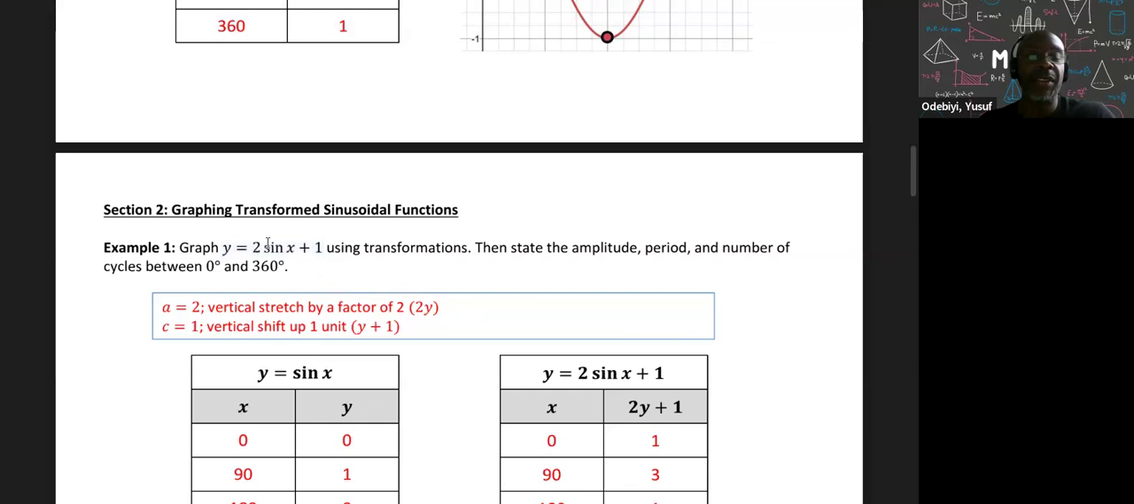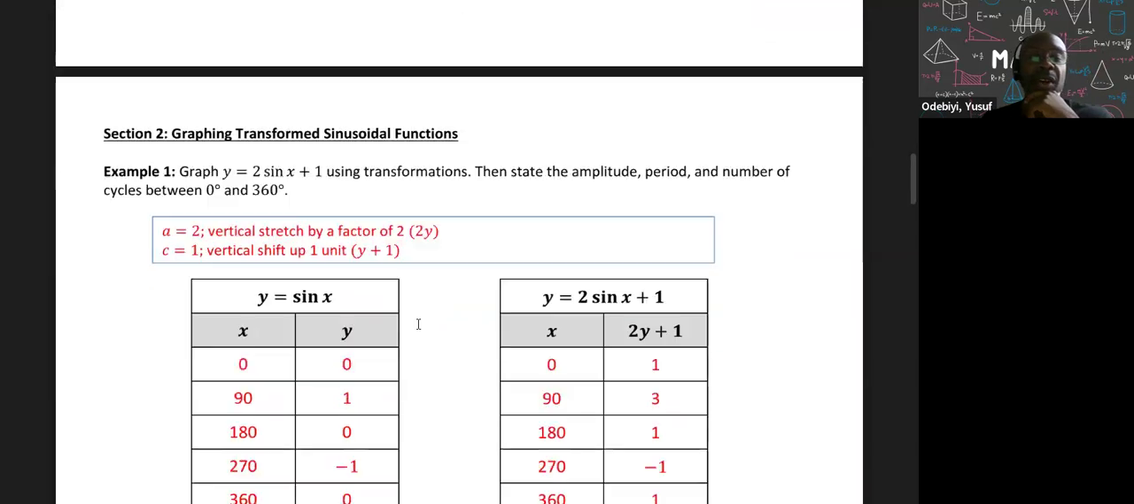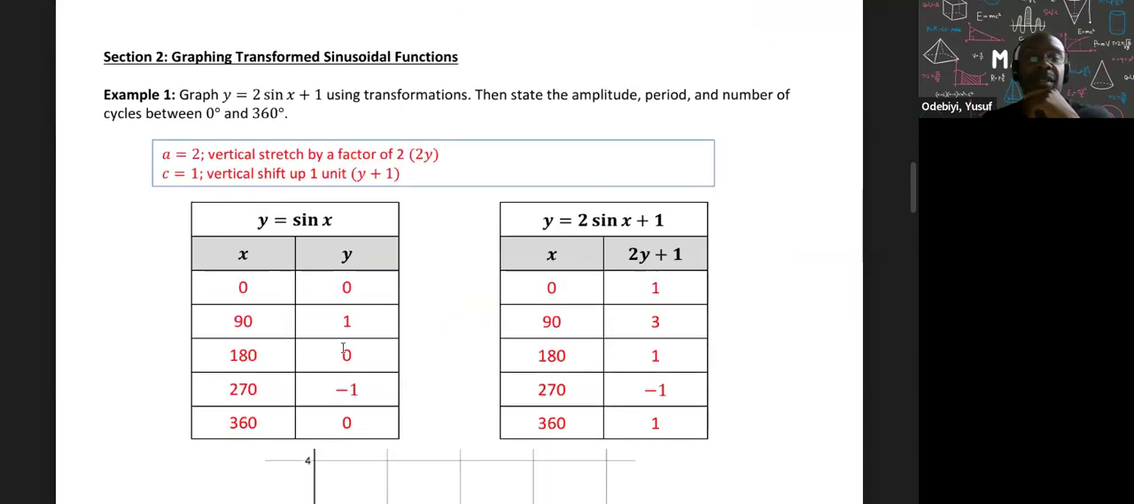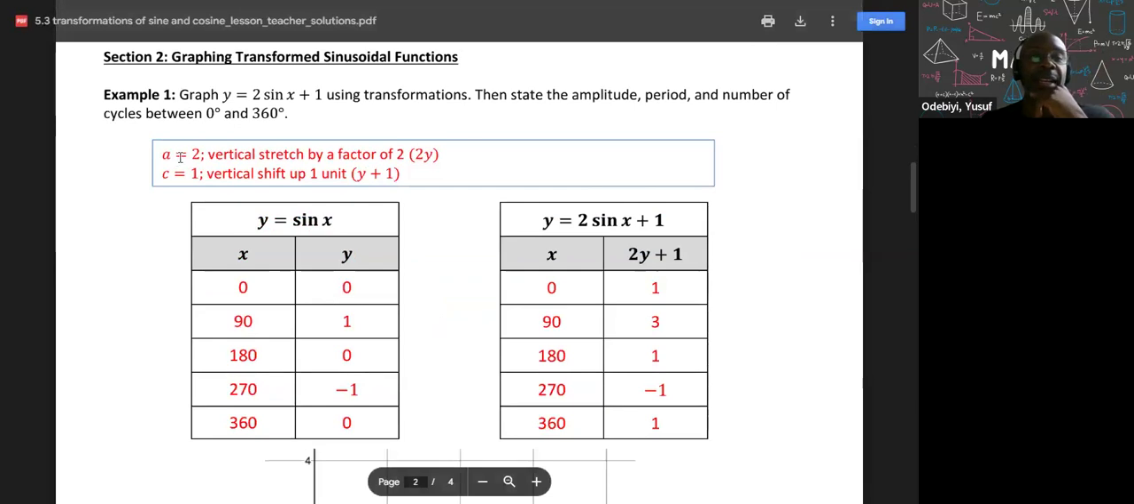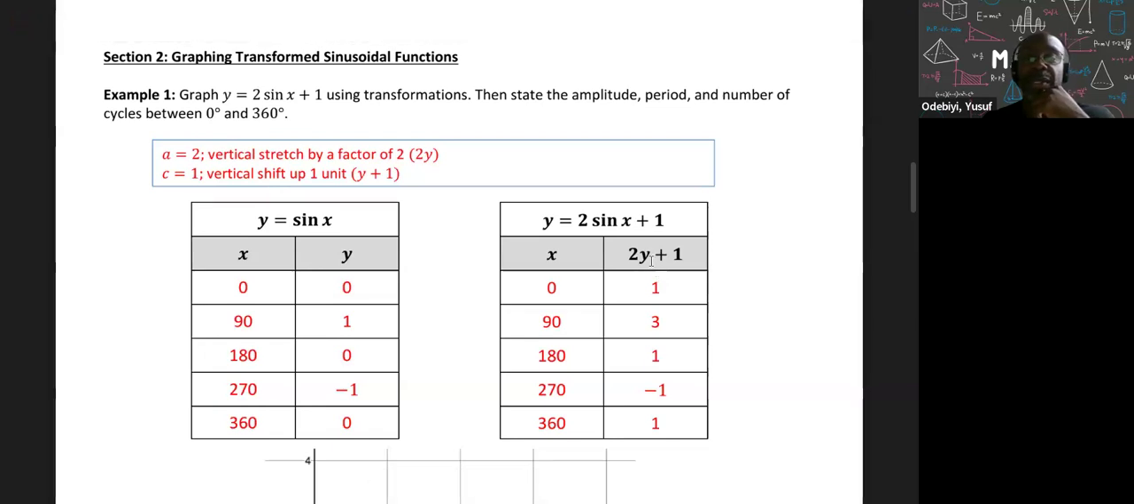So if I look at this one here, the 2 means it's stretching by 2, right? My y value is going to go up by 2, multiplied by 2. And then over here, it looks like I'm going up and down. There's nothing happening to the x, okay? X is plain. So I have my parent function, and then what's happening? I'm stretching vertically by a factor of 2, and then I'm also shifting up by 1. So therefore, this is what's happening here.